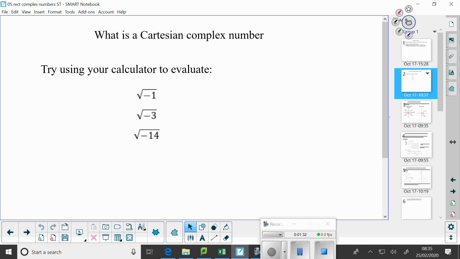Because there isn't any number that you can multiply by itself that will give you -1. Yeah, that's why. Because that's what the square root is, isn't it? What number do you multiply by itself to get the number that's inside the square root? So the square root of 9 is 3, for instance. But there is no number that you can put inside and actually end up with -1, -3 or -14. So what they have is what's called an imaginary number.